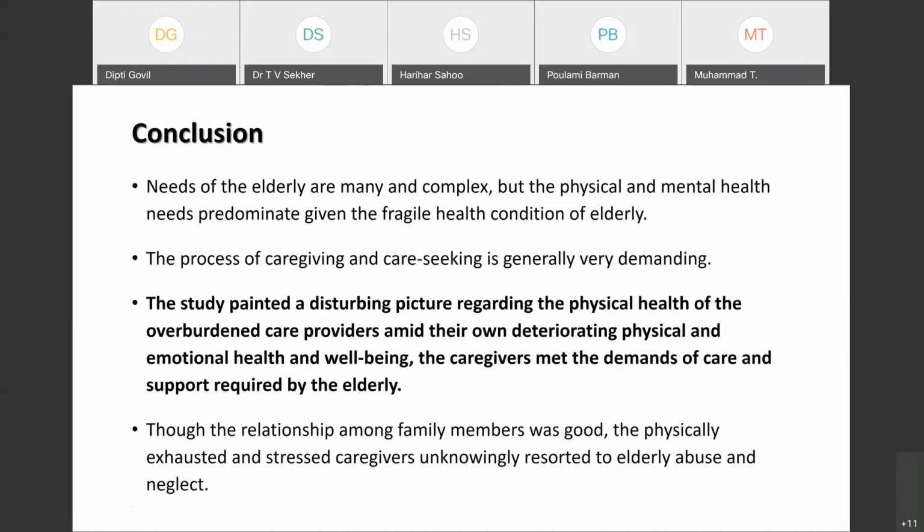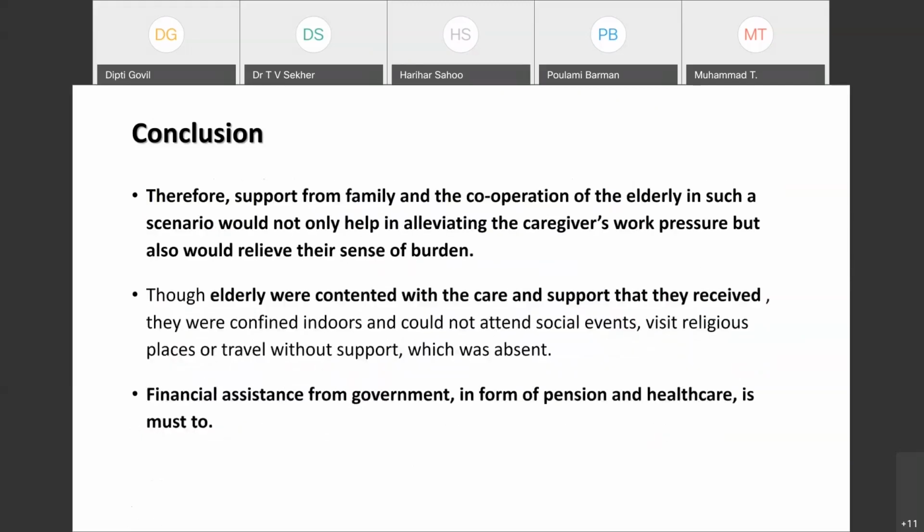The caregiver met the demands for care and support required by the elderly. Though the relationship among the family members was good, the physically exhausted and stressed caregiver unknowingly resorted to elder abuse and neglect. Therefore, support from family and cooperation of the elderly in such a scenario would not only help in reducing the caregiver's work pressure, but also relieve their sense of burden.